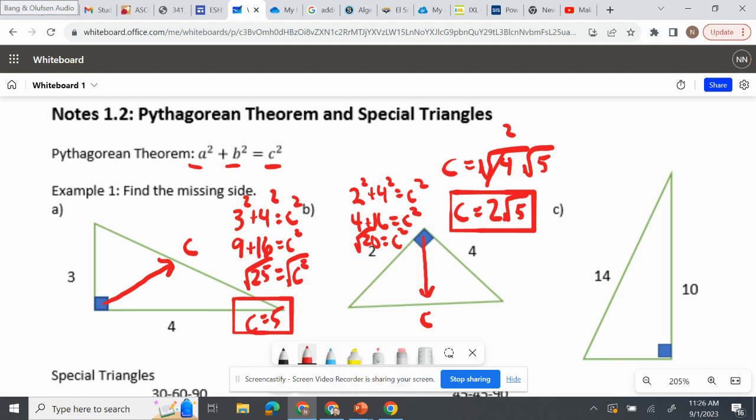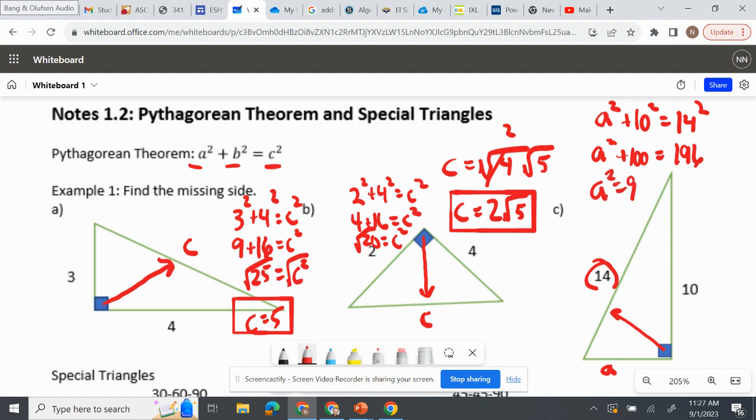Now for letter C, this is a little bit different because when I look at my right angle, I see that I have my hypotenuse. So what I'm going to do is find my missing leg. You could use A or B, it doesn't matter. Some people even use X. So we have a squared plus 10 squared equals 14 squared. 10 squared is 100. 14 squared is 196. If I subtract 100, then what I get is 96.